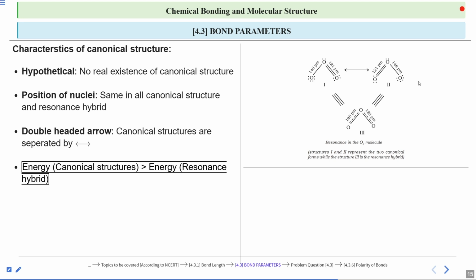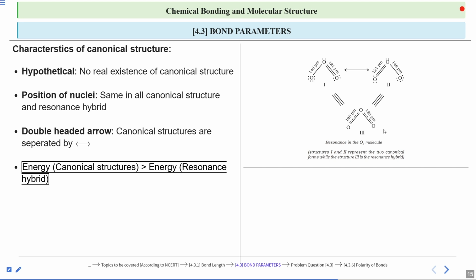Is it clear? Again, I am repeating it, that the position of the oxygen is not being changed from one resonating structure to the other, or from one canonical structure to the other. Only the electron is shifting from one side to the other. And the same is true for the hybrid structure also, that the position of nuclei is fixed.